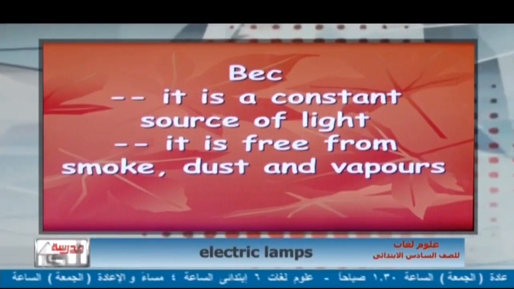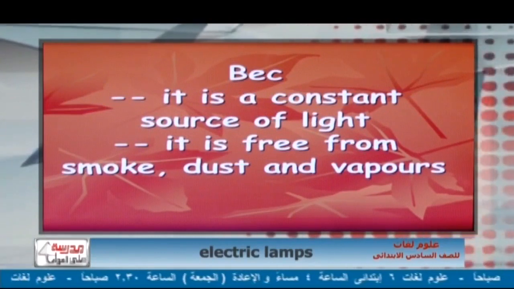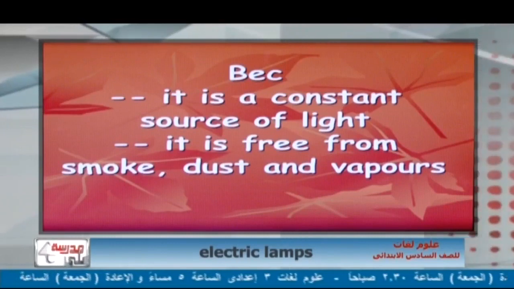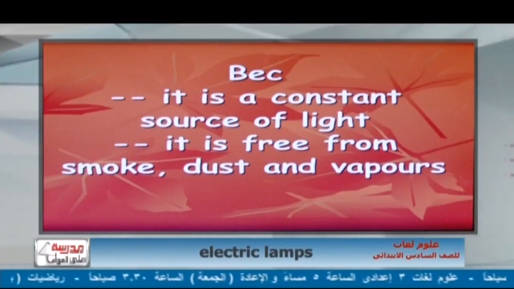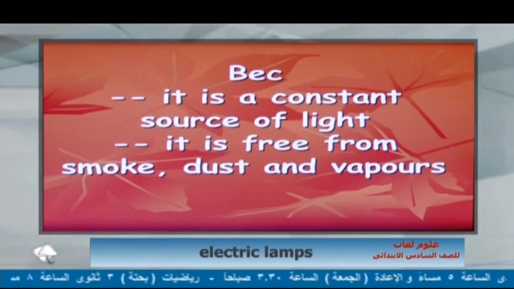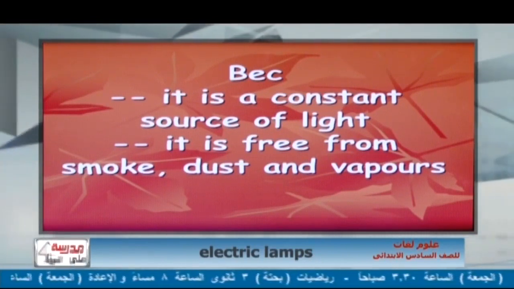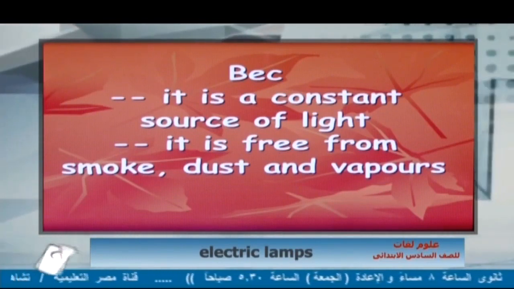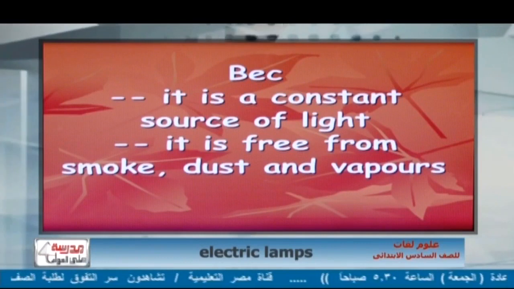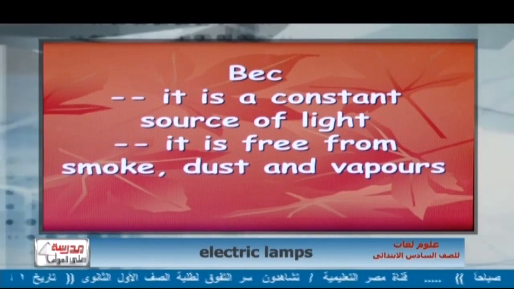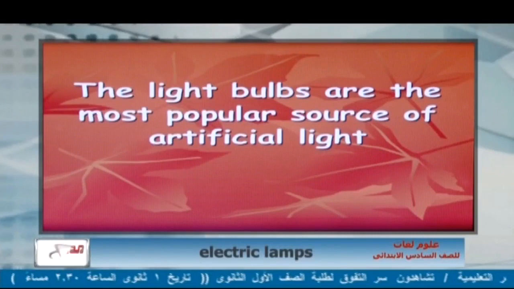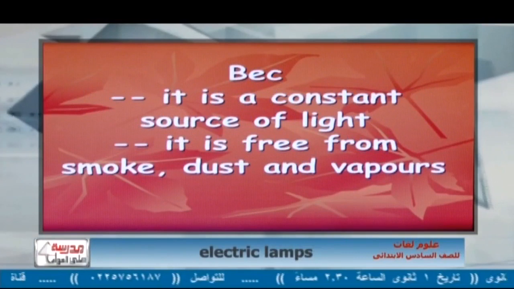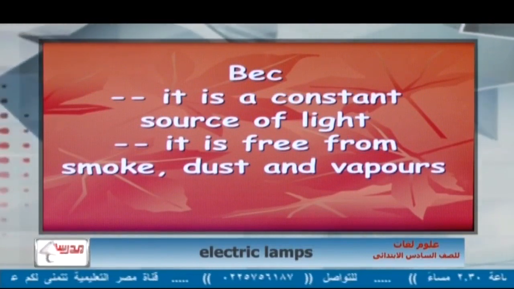I have many reasons, as I said before. Because it's a constant source of light, it's free from smoke, dust and vapor, and also it gives us bright and clear light. It's a more stable and continuous light source than any other artificial source, and it doesn't cause any smoke, fumes, vapors or unpleasant smells for people. So again, the light bulb is the most popular source of artificial light because it's a constant source of light and it's free from smoke, dust and vapors.